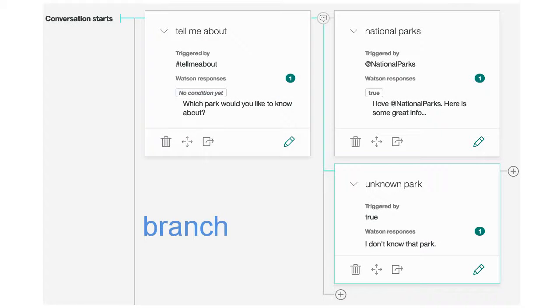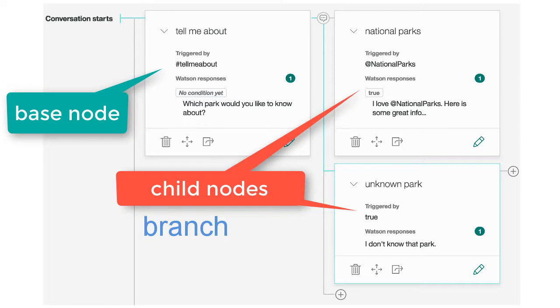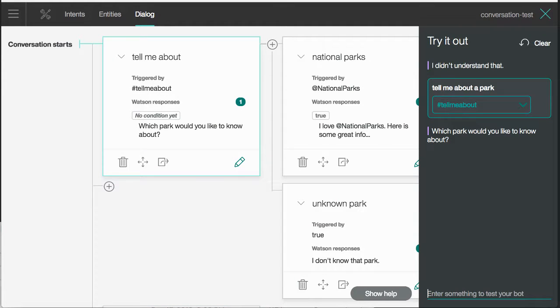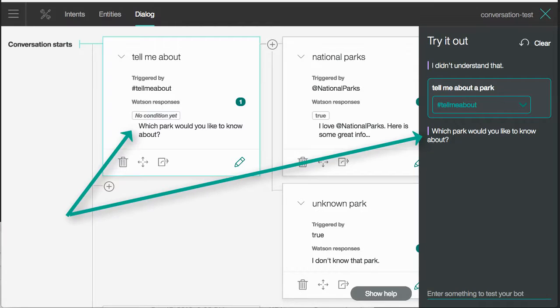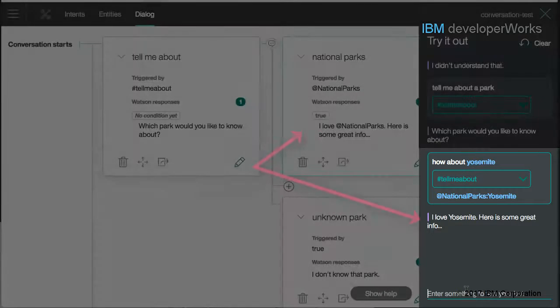A branch is a sequence of dialogue nodes that represent a conversation with the user. A branch is used when the conditions of its base node match the user's input. A child node is used when a prior node requires more processing or input. For example, a user might say, "Tell me about a park." The base node here would respond with, "Which park would you like to know about?" This puts us into the base node's branch. On the next dialogue turn or user input response cycle, the child nodes will be evaluated.